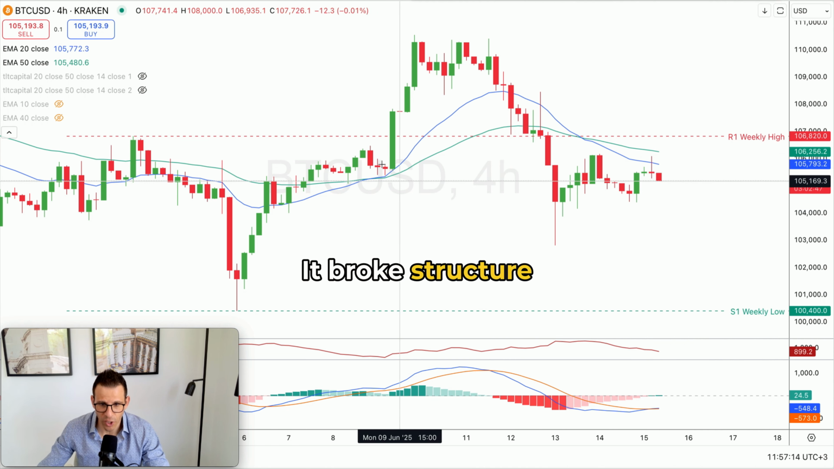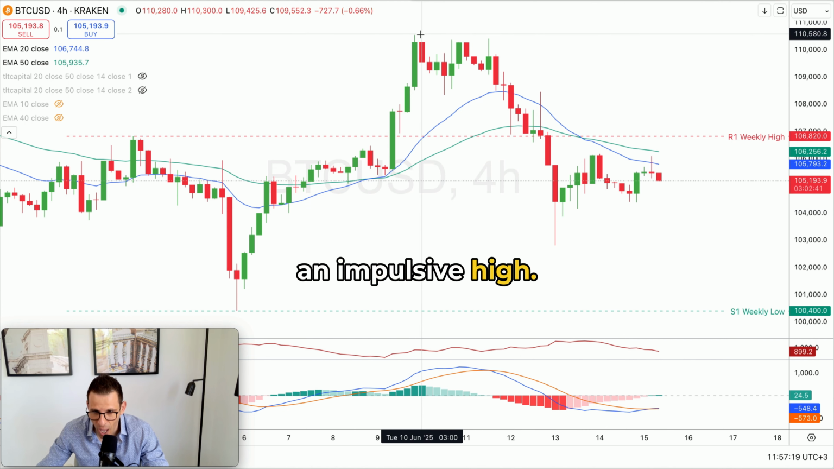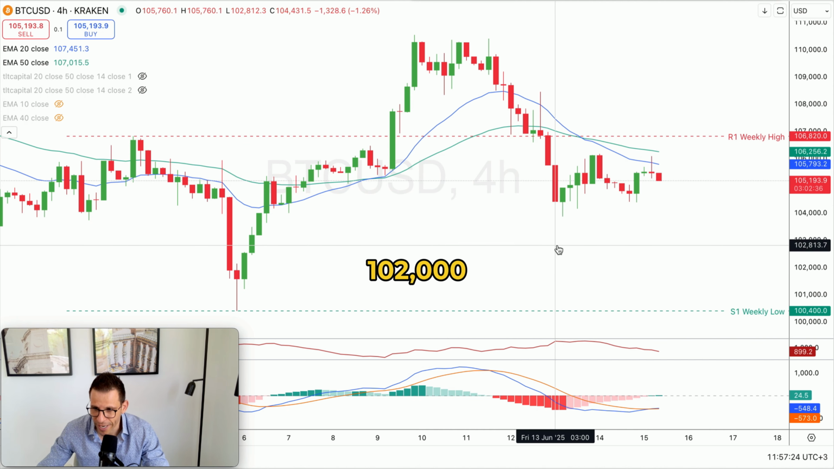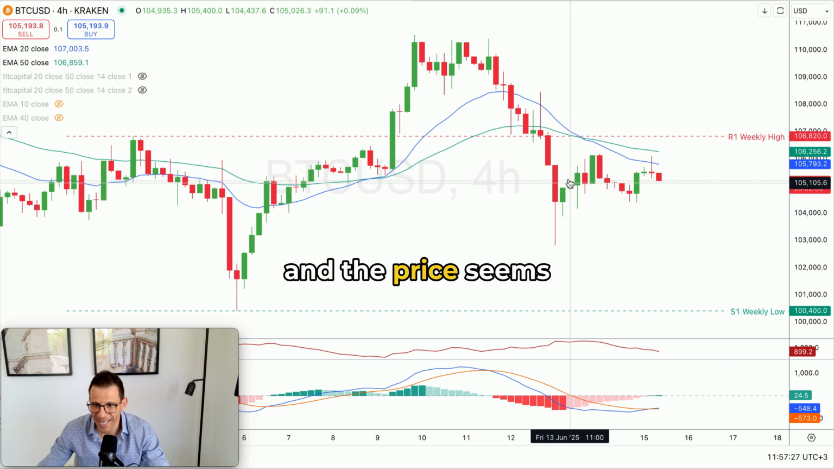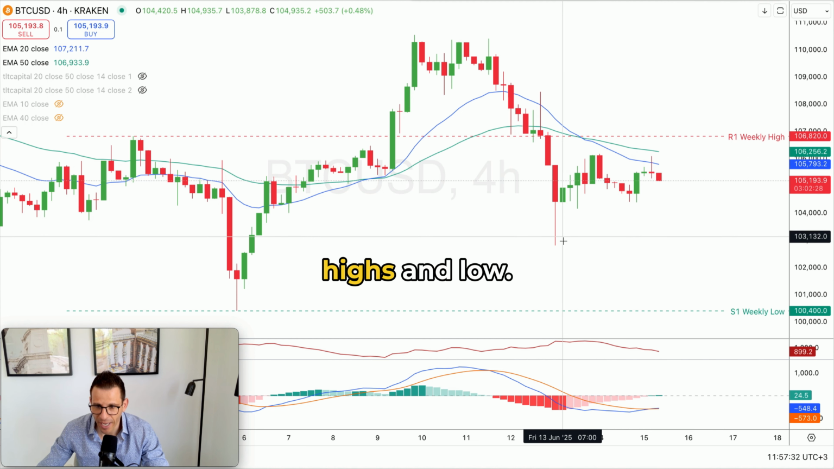It broke structure at this point. From this point here to that point there, the market made an impulsive high, but this market structure was taken out by this low around 102,000, and the price seems to trade within this bearish candle's highs and lows.